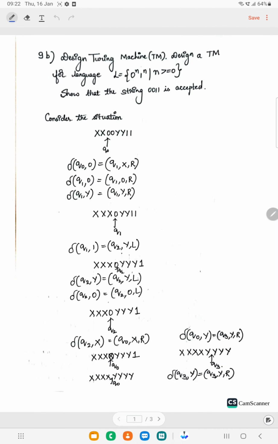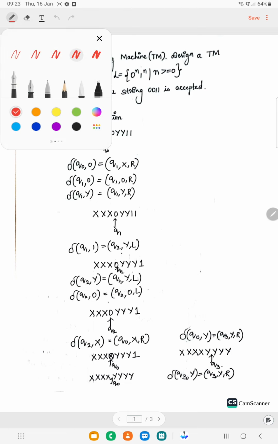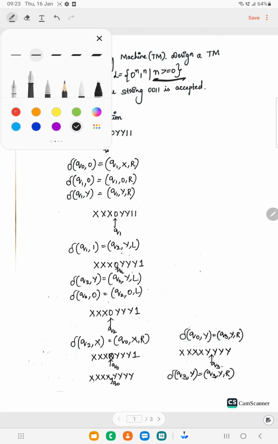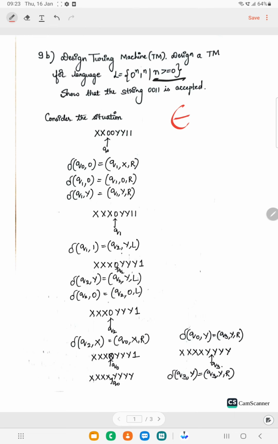So next we'll see ninth B question, Turing machine. Design a Turing machine for the language 0 power n followed by 1 power n, that is to get equal number of zeros and equal number of ones where n is greater than or equal to 0. What do you mean by n is greater than or equal to 0? It represents that the empty string should also be accepted, keep it in mind. And they are asking instantaneous description. After getting all the transitions, we have to check for this input for its acceptance or rejectance.